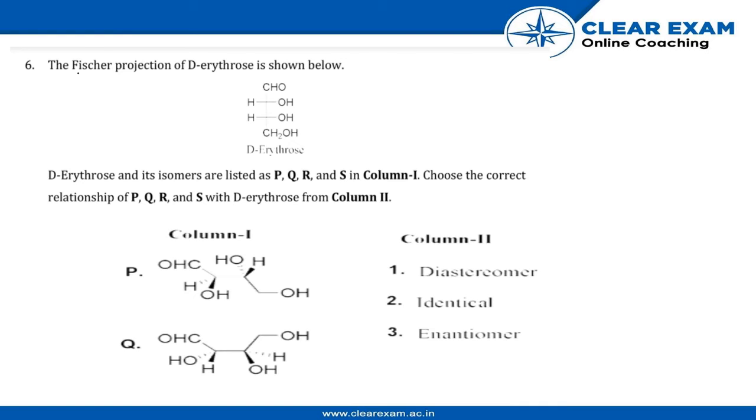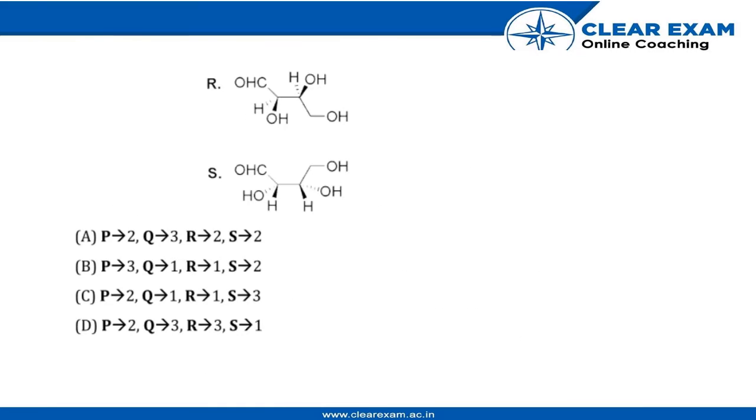The question is: the Fisher projection of D-erythrose is shown below. Now D-erythrose and its isomers are listed as P, Q, R, S in column 1. P and Q are here, and R and S are on the next slide. So kindly note these structures and also the names in column 2. Now choose the correct relationship of P, Q, R and S with D-erythrose from column number 2.